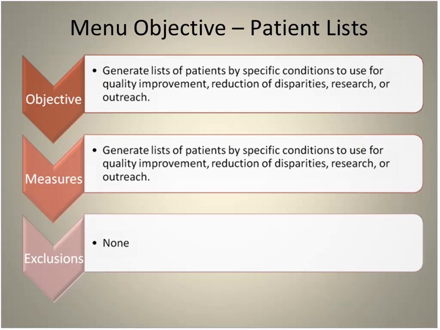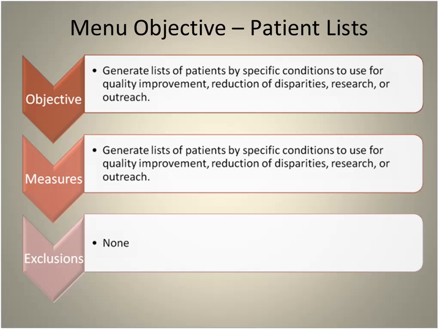All right, so here we have the menu objective, and that is patient lists. And what's required here? So we need to be able to generate lists of patients by specific conditions. So patient segmentation, if you will, by specific condition, again, for the intent of addressing quality, reducing any disparities in the way that the patients are treated, research or outreach. So those would be the reasons or the uses of these patient lists.